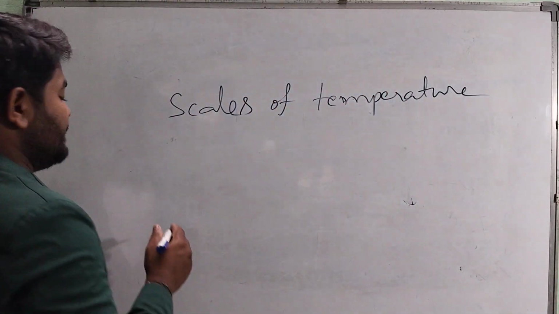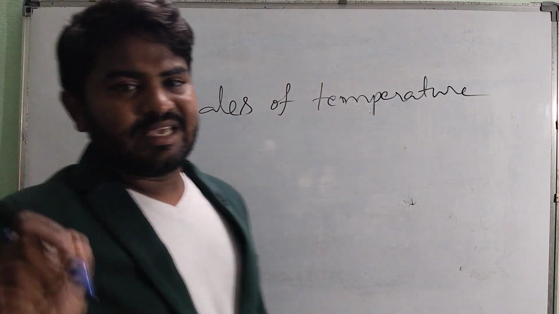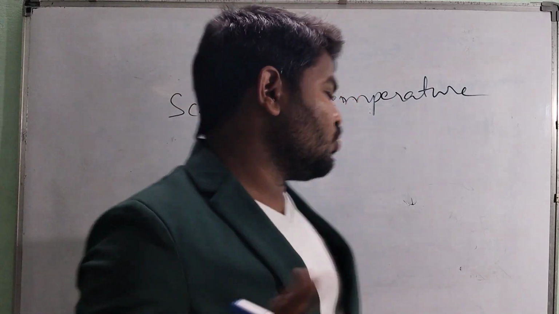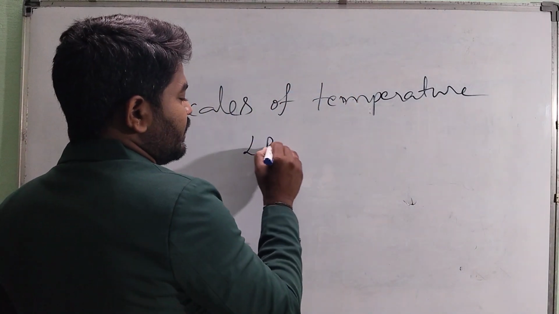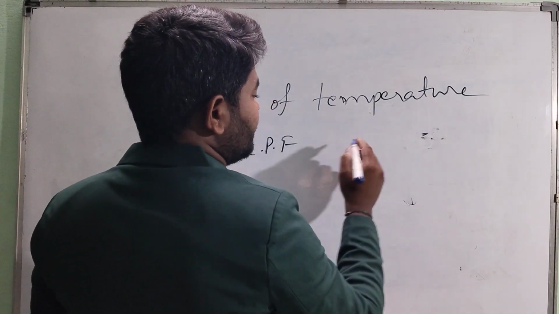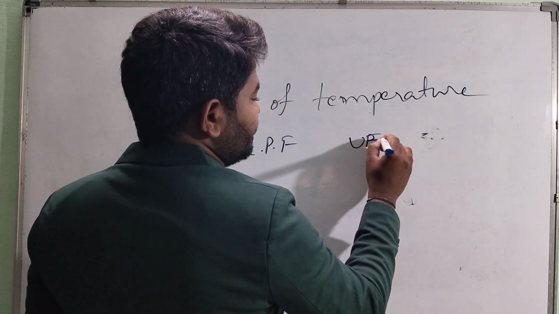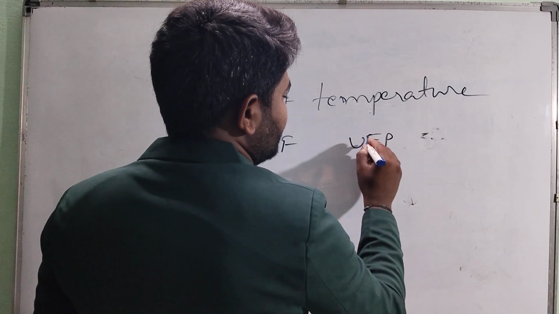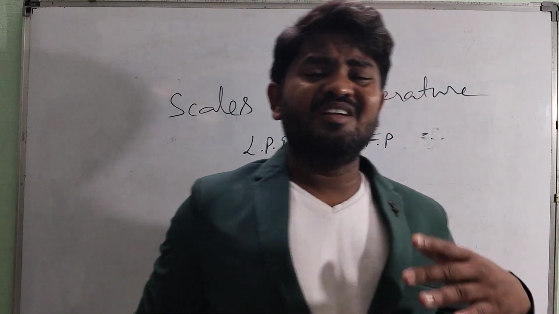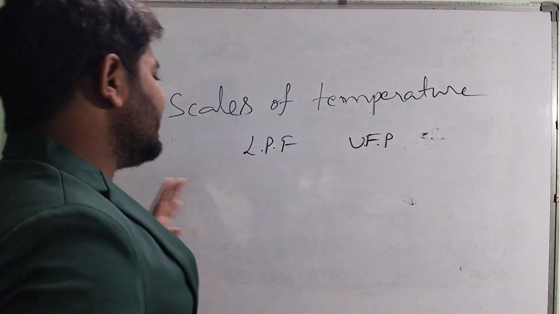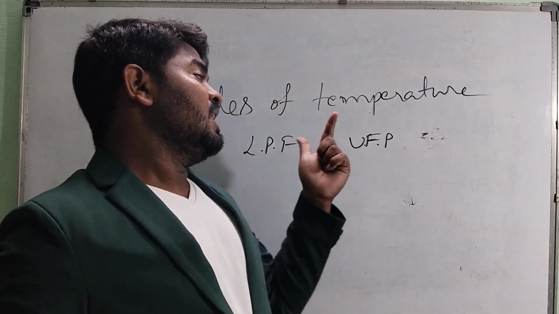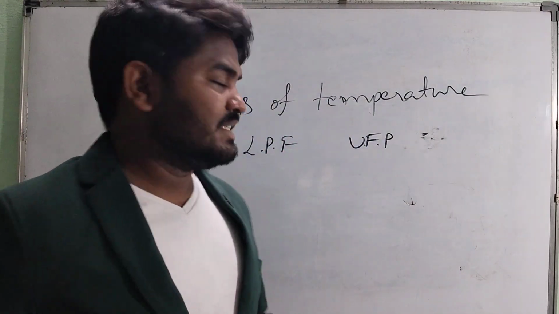First of all, let us see. To construct any scale to measure the temperature, we need two fixed points. One is the lower fixed point and the other is the upper fixed point. Basically, we'll take the water freezing point as the lower fixed point and the water boiling point as the upper fixed point.